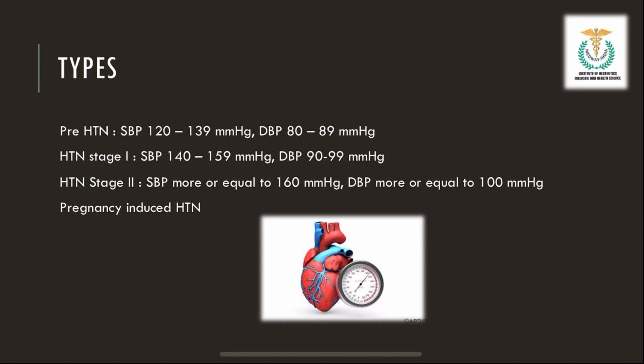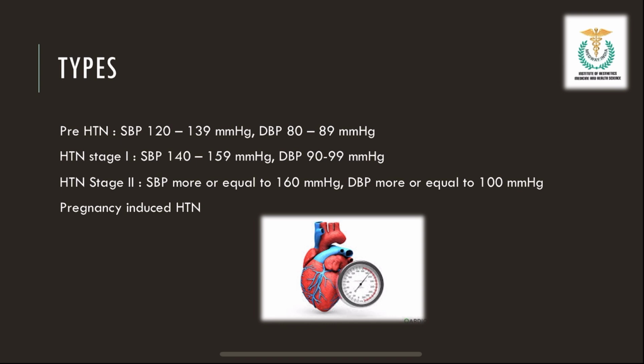Next are the types. There are different types, like primary and secondary, which we'll be discussing in a further slide. With this, there are pre-hypertension, hypertension stage 1, hypertension stage 2, and pregnancy induced hypertension. So these are the different types of hypertension we can see.